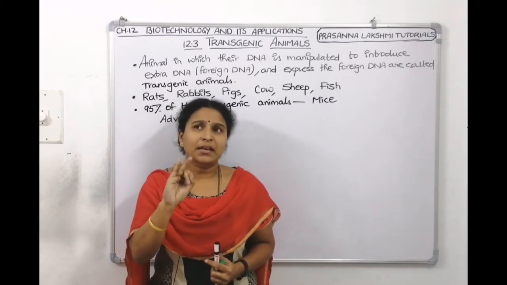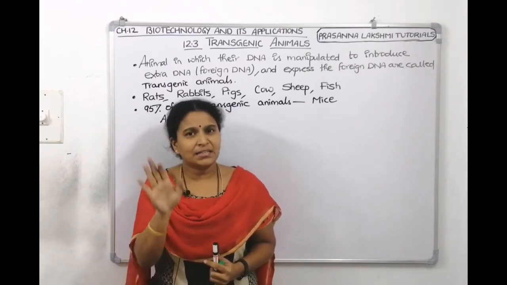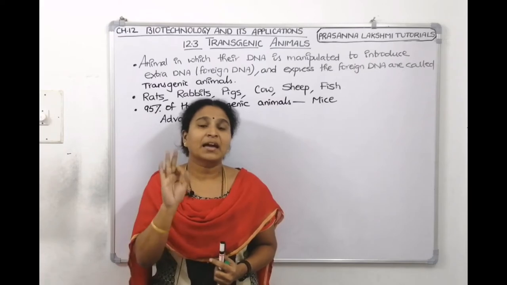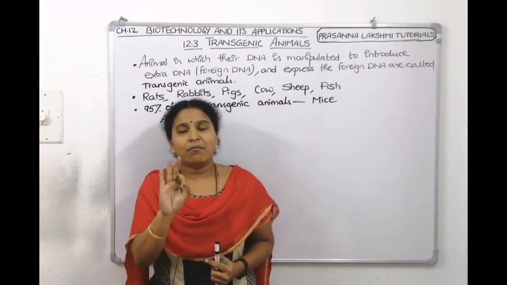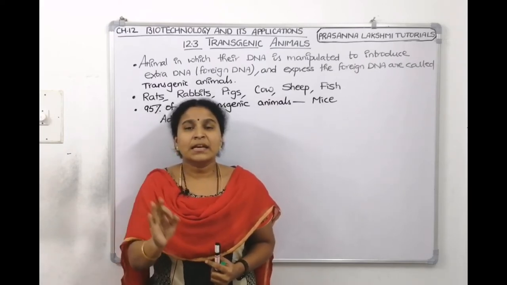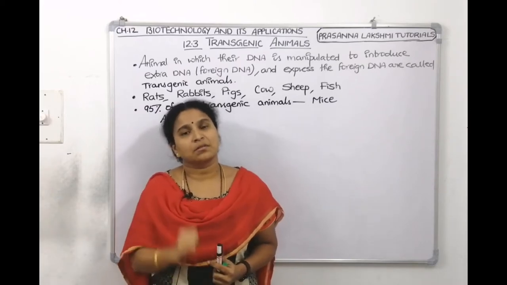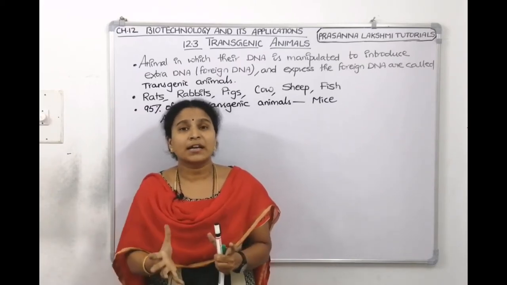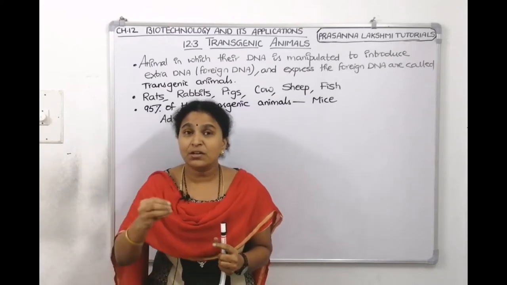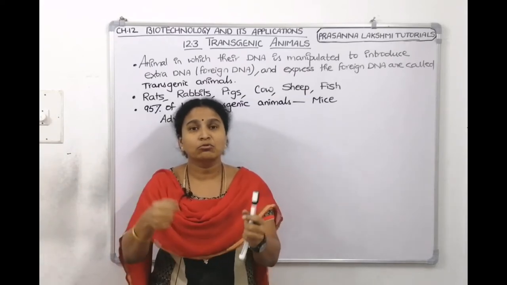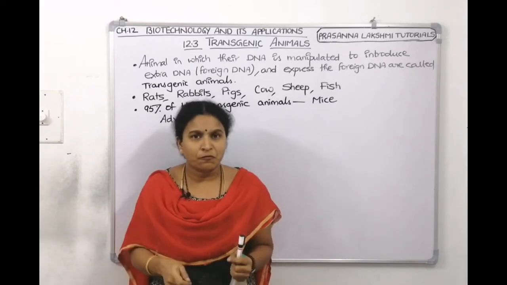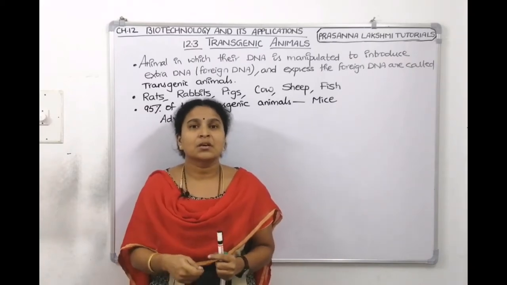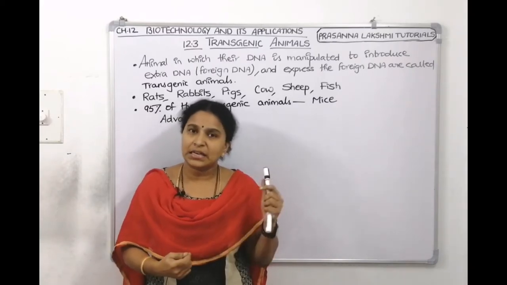And the third thing is that they are easy to handle. Easily you can tame it, you can manipulate it. And one pregnancy can give many offspring. And in in vitro fertilization, if you want to introduce anything into the mice egg, you have to remove the egg. That's called in vitro fertilization. Manipulations can be done very easily in mice.